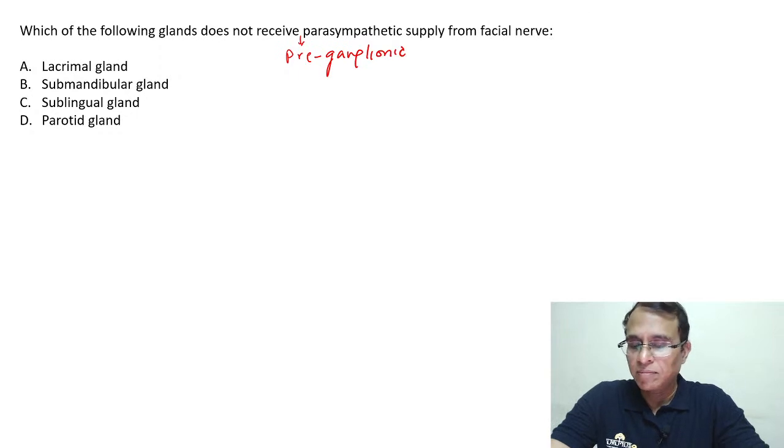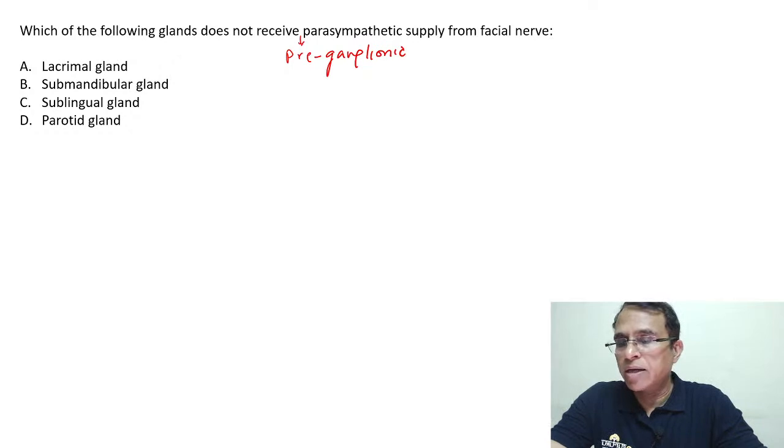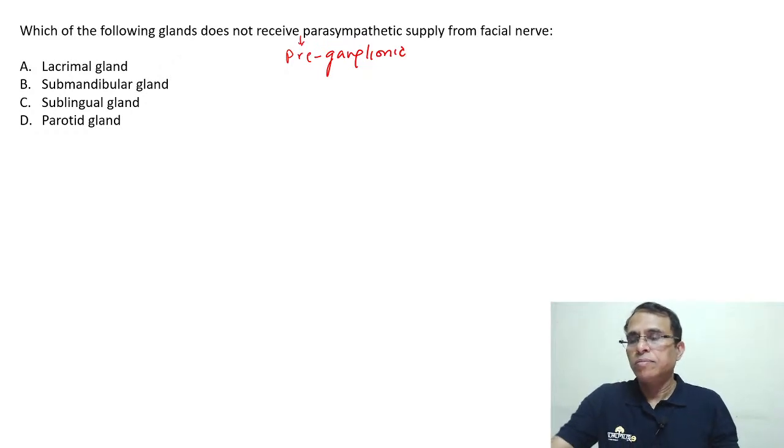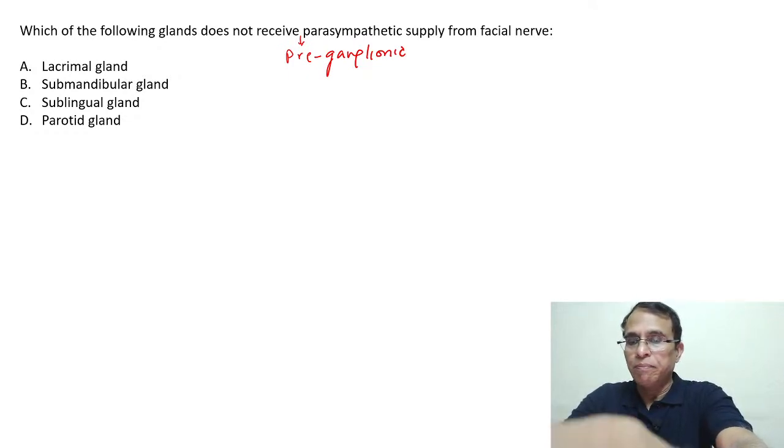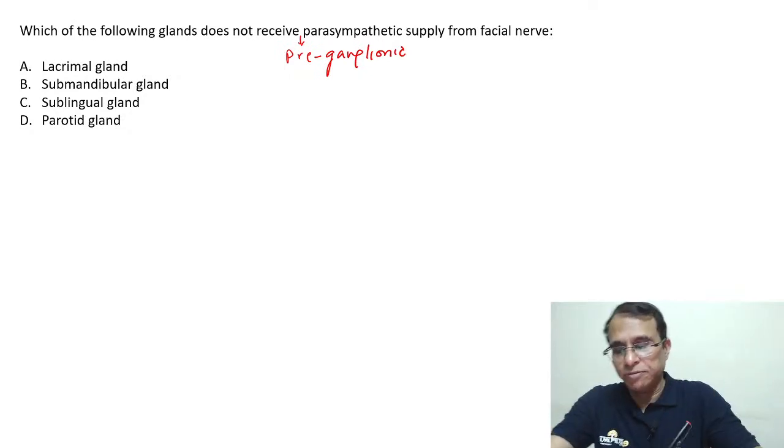Let's see. I'm waiting for your answer. Sai Kiran says A, lacrimal gland. Anybody else wants to answer this question? No one? Okay. The correct answer is D, parotid. Parotid gland does not receive the supply from the facial nerve.